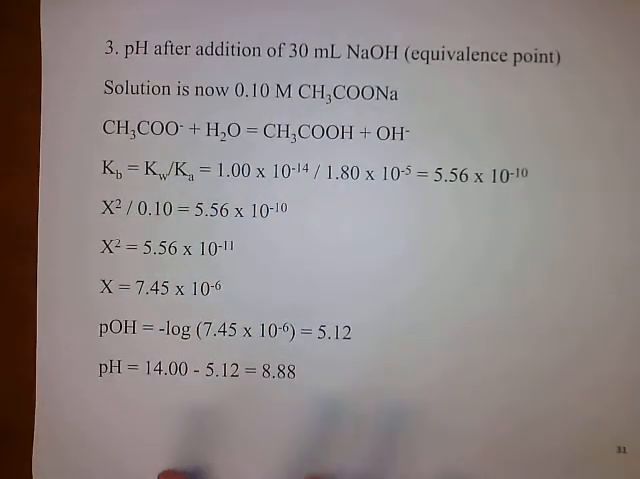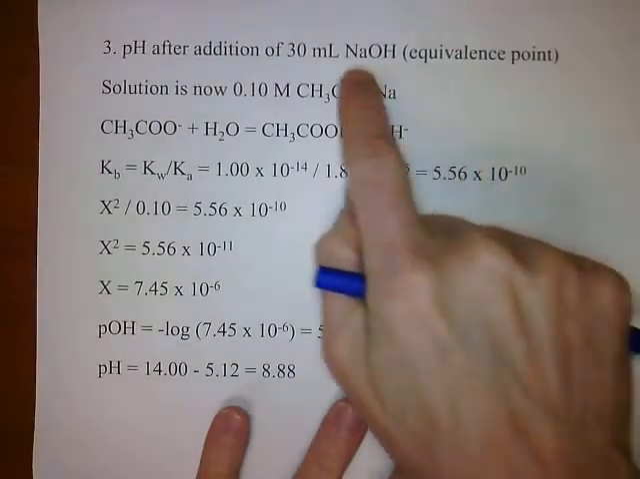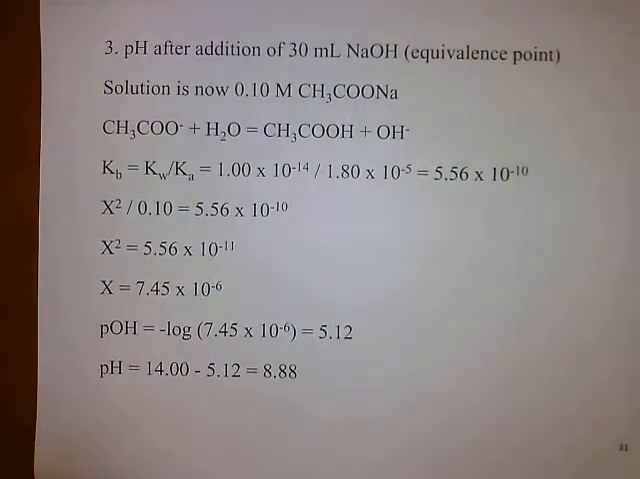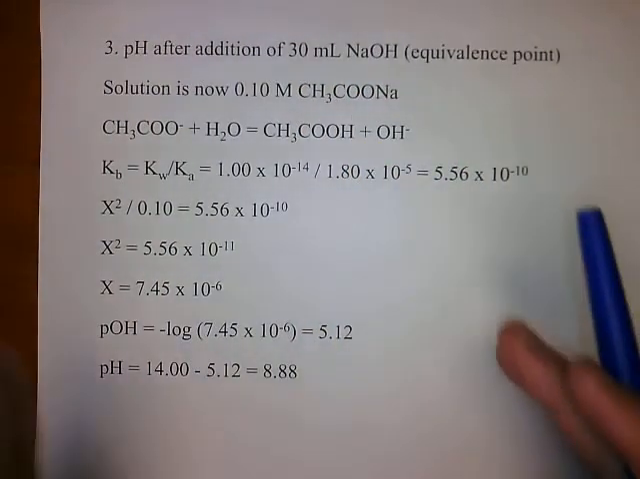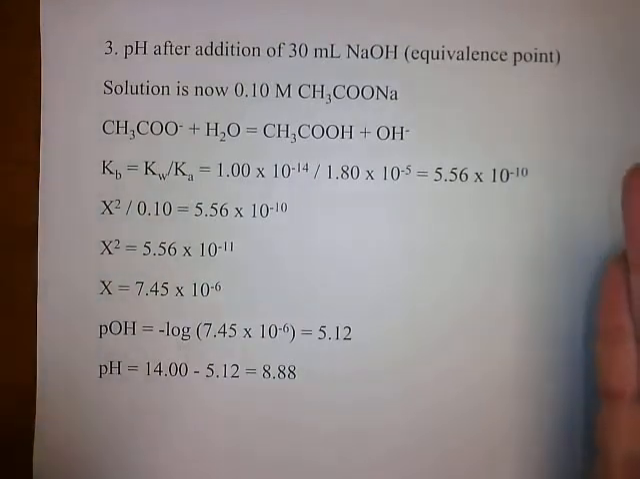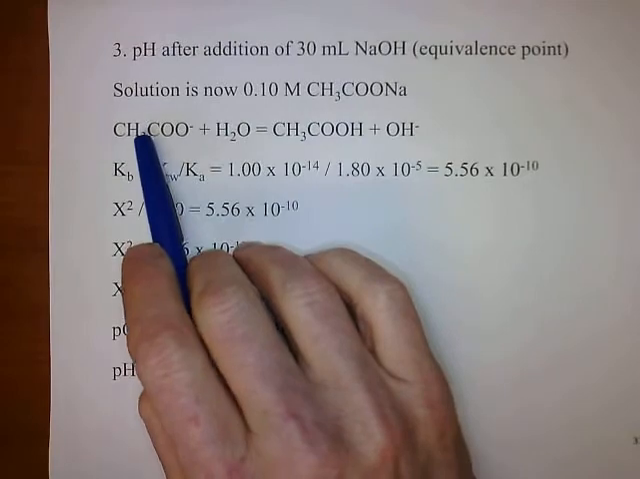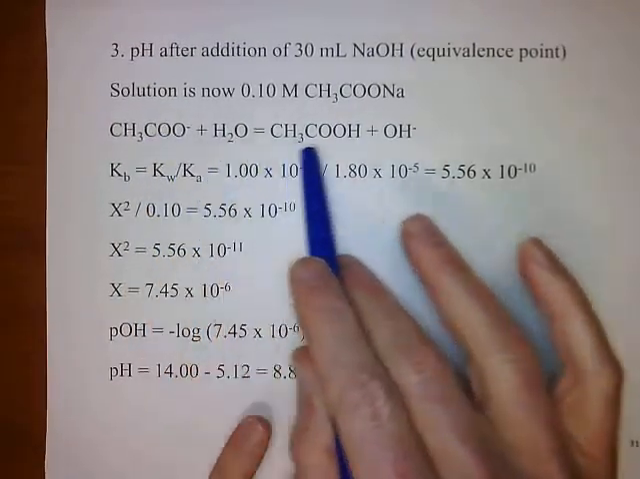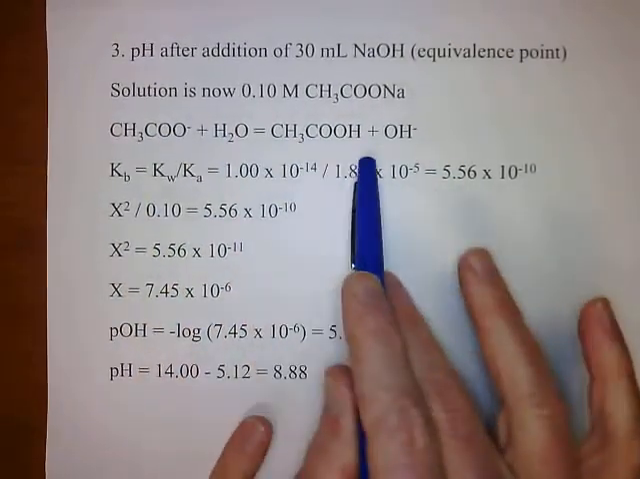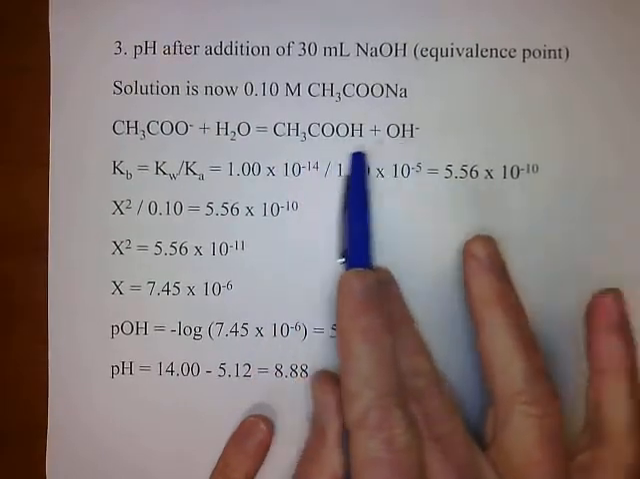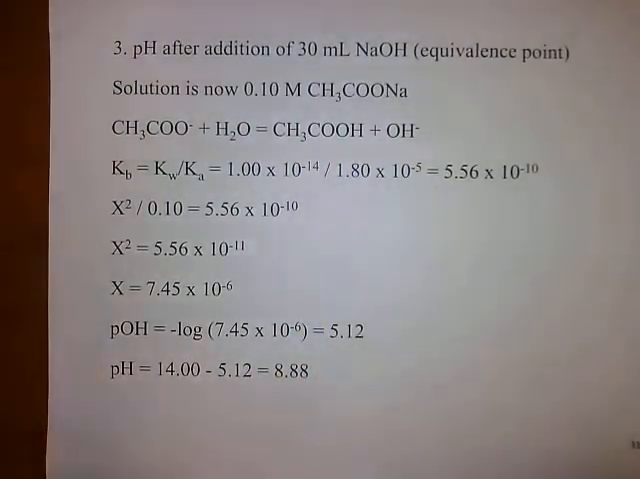So what's the pertinent reaction now? The sodium acetate is the only chemical species in solution. We don't have any more acetic acid in solution. So what's our reaction? The acetate begins to react with the water and reform acetic acid. So basically, this is how you calculate the pH of 0.1 molar sodium acetate. This is a calculation we've done before.